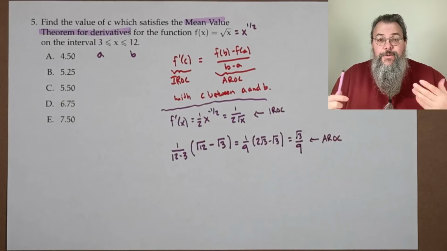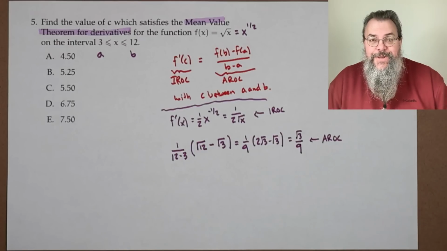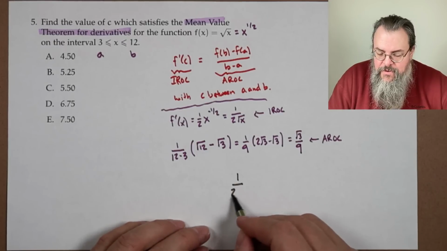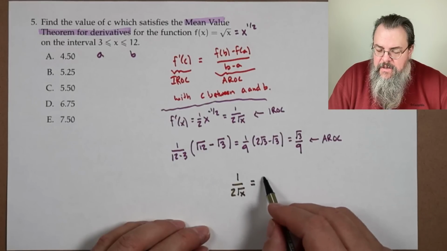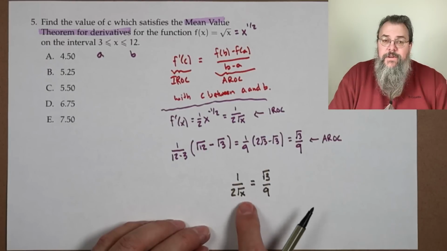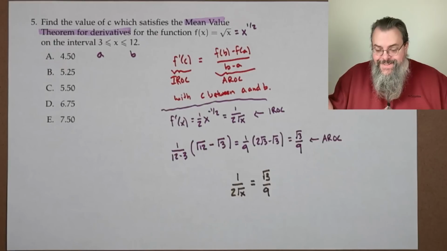And now we're going to set them equal. And fingers crossed, we'll solve and we'll get something which is a reasonable number. So 1 over 2 square root of x is going to be equal to square root of 3 over 9. And once we solve for that x, if it's one of these options, we're done.